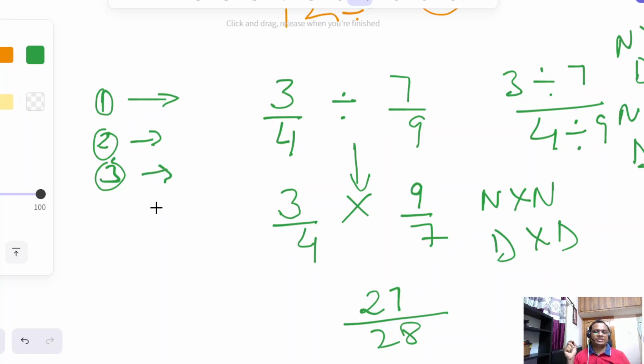reciprocal of the second fraction. That's a mathematical language, reciprocal. Reciprocal means flip the fraction. Make the numerator denominator, denominator numerator. So that's the reason 7 upon 9, I had made 9 upon 7. Once you are done with this, it becomes the multiplication of fractions. Just multiply the numerator with the numerator and the denominator with the denominator.